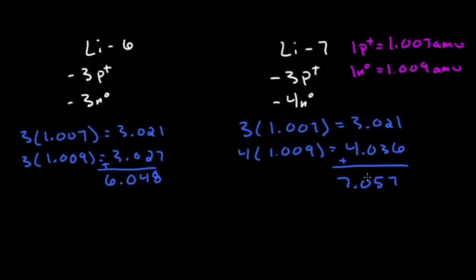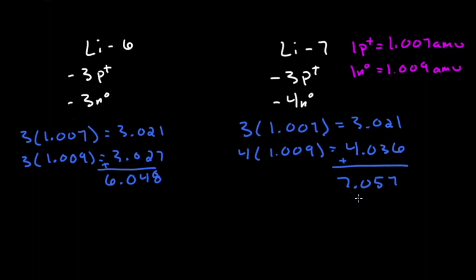And the problem comes up where we don't know which number to put on the periodic table. So what we do is we'll get an average of both of these, but we cannot just take these two numbers here and add them up and then divide by 2. And the reason why is because lithium-7 is more abundant than this one.